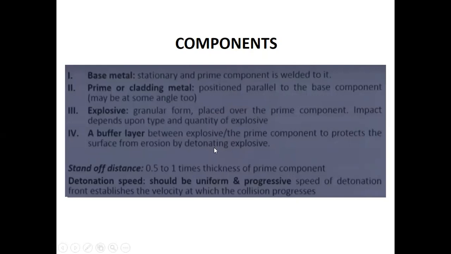Depends on the thickness. If the thickness of the cladding metal is less, then it is taken as 0.5. The gap between the clad metal and the base metal is taken as 0.5. If the prime or cladding metal is thick, then the gap is equal to the thickness of the cladding metal. Detonation speed, it should be uniform and progressive. Speed of detonation front establishes the velocity at which the collision progresses. Right? The detonation speed or the velocity will determine the velocity of the collision.